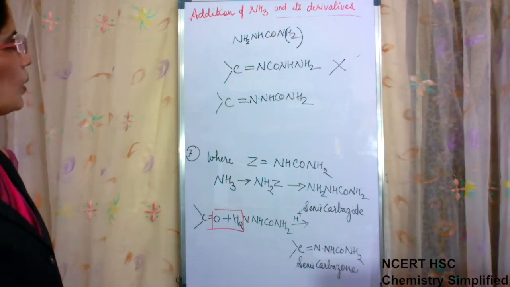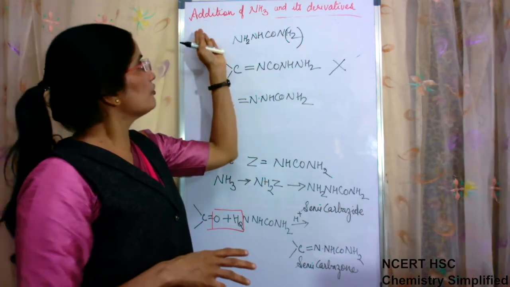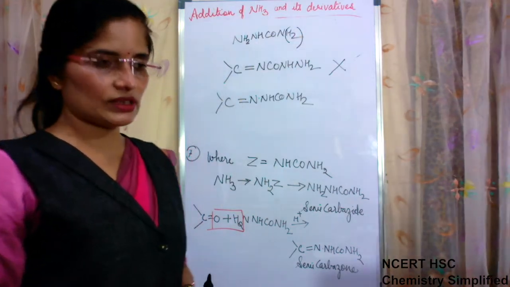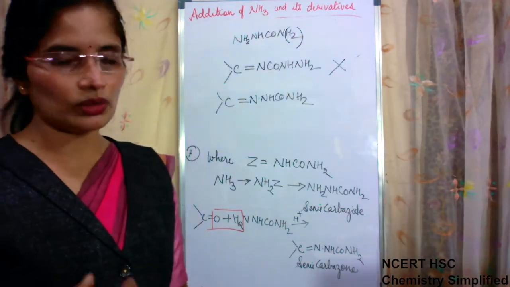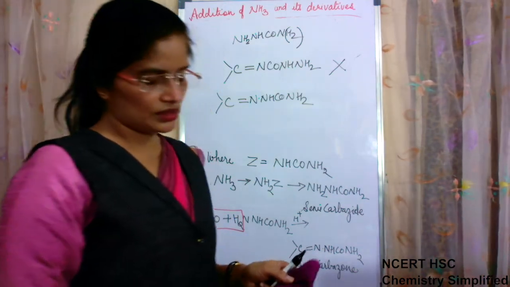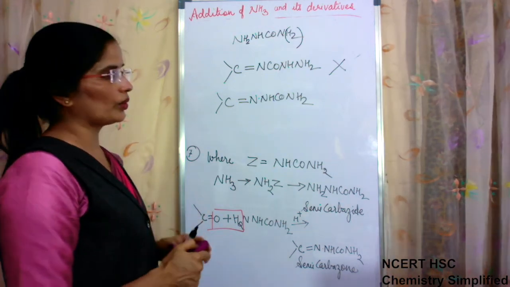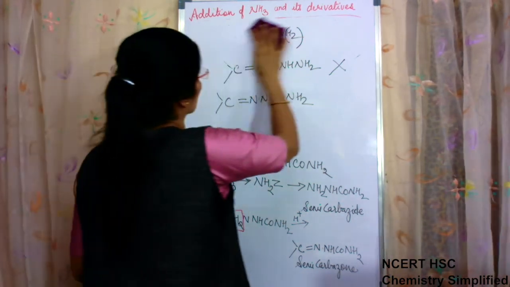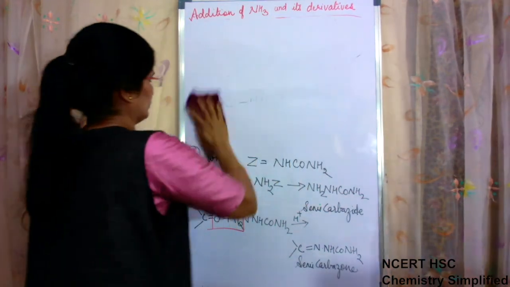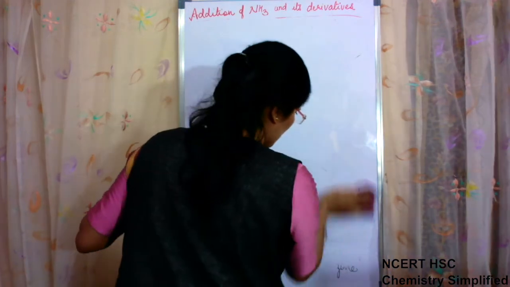So these are all addition reactions. Today we have finished only ammonia and its derivatives. Yesterday we had done a few more addition reactions: formation of cyanohydrins, glycol, ethylene glycol, other alcohols. These reactions were done. So overall, all addition reactions are over.